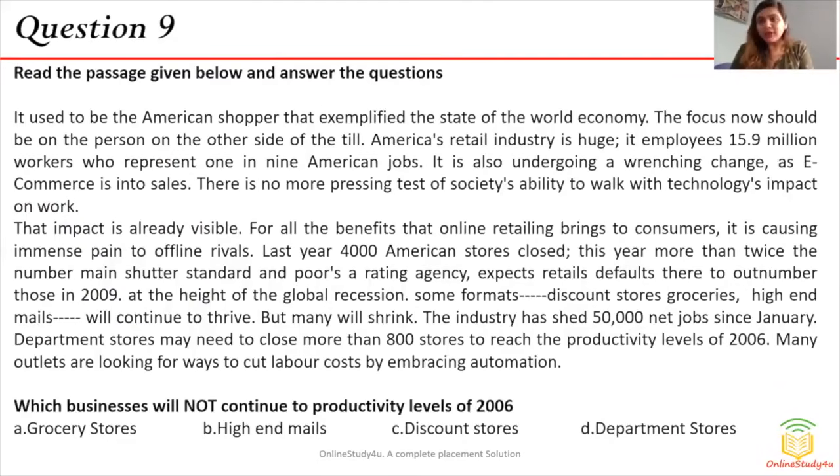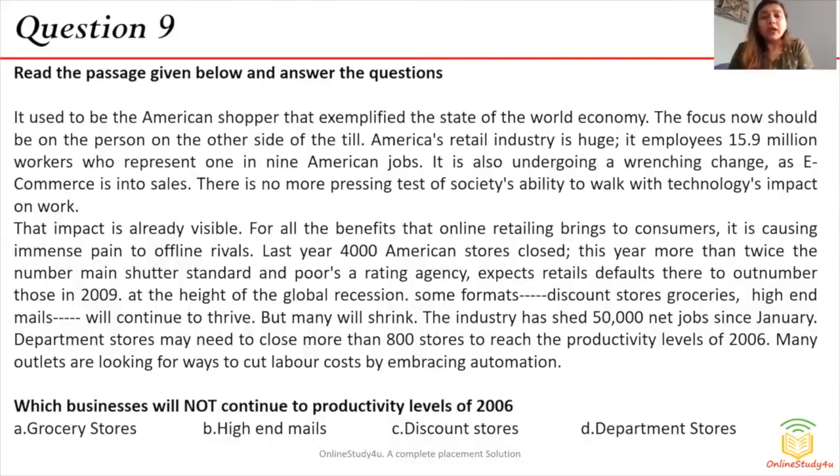Now this is a passage, right? So we will read the passage together and come to the correct answer. It used to be the American shopper that exemplified the state of the world economy. The focus now should be on the person on the other side of the till. America's retail industry is huge. It employs 15.9 million workers who represent 1 in 9 American jobs. It is undergoing a wrenching change as e-commerce eats into sales. There is no more pressing test of society's ability to work with technology's impact on work. That impact is already visible.